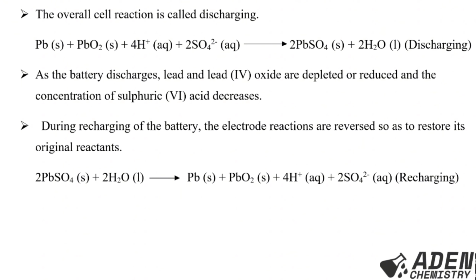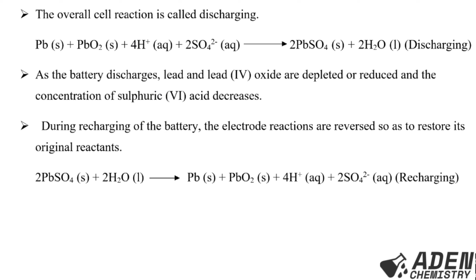As the battery discharges, lead and lead 4 oxide are depleted, or they are reduced, and the concentration of the sulfuric 6 acid also decreases. So we can know if the battery is discharging or not by just measuring the density of the sulfuric 6 acid, because it will decrease when the battery discharges.